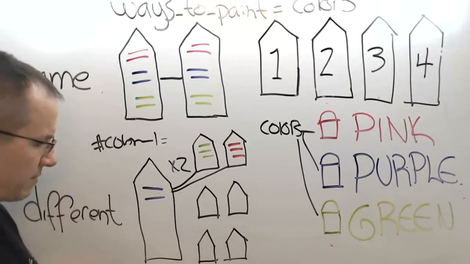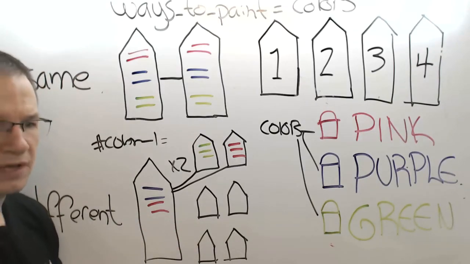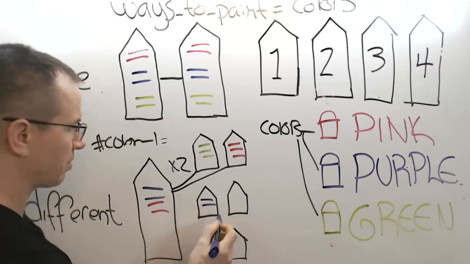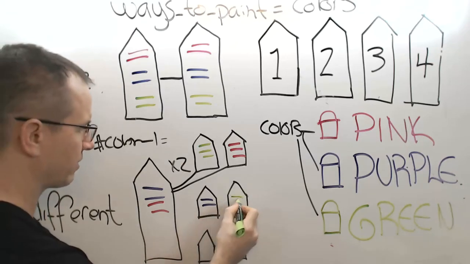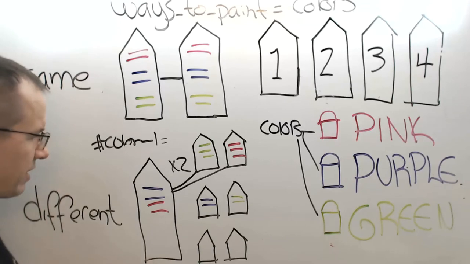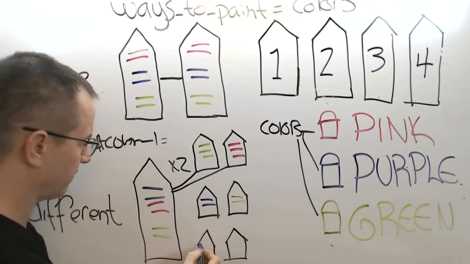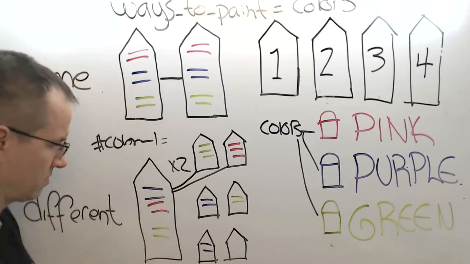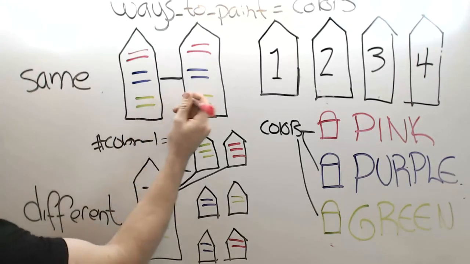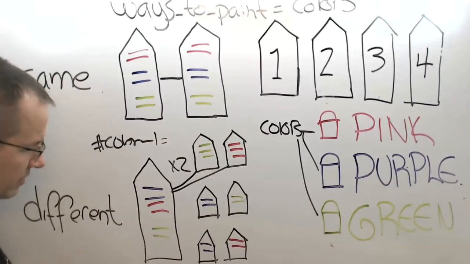And we can work through the same thing down here, so we can work through the other color. So if I chose to paint this one pink, then my other options would be purple and green. And then my last one is I could choose to paint it green, and that would give me the option of purple or pink.